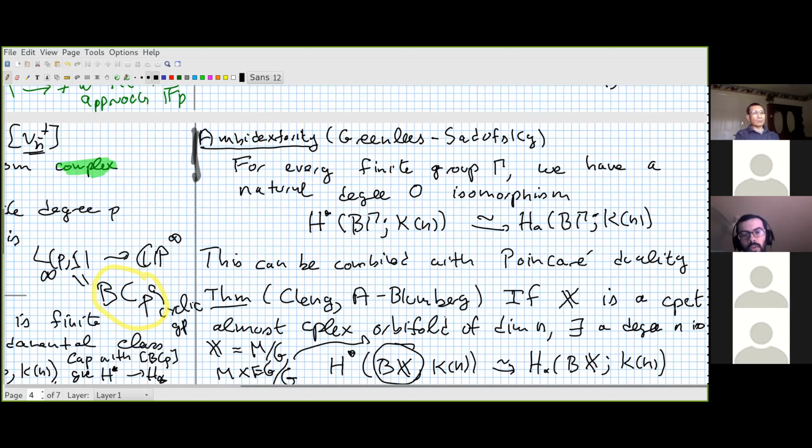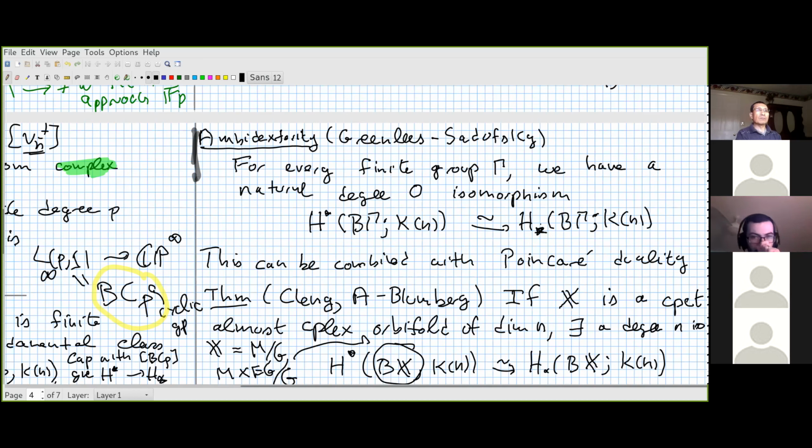So now, yes, the cohomology is isomorphic to the homology. Good. And this is an isomorphism that preserves degrees.